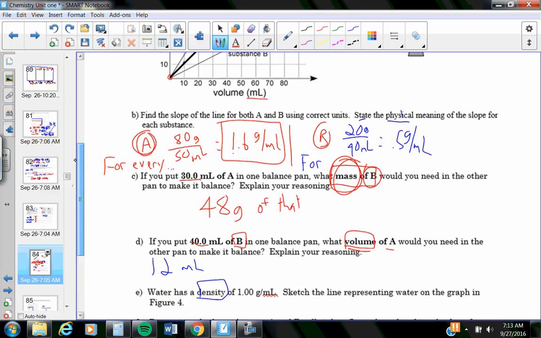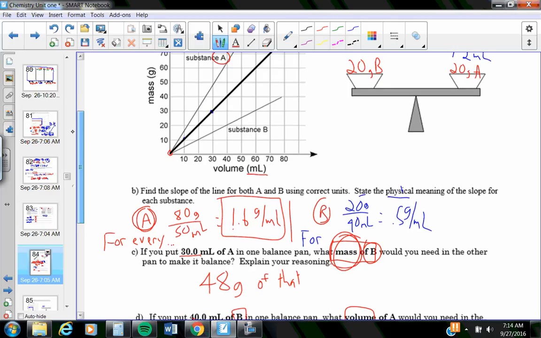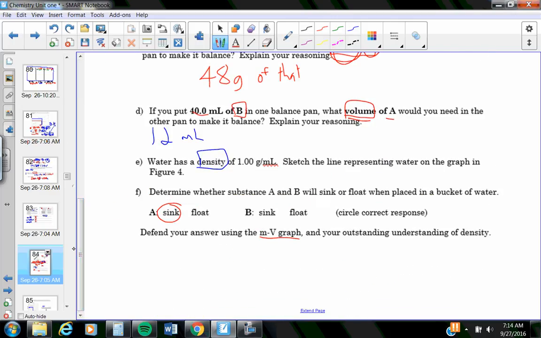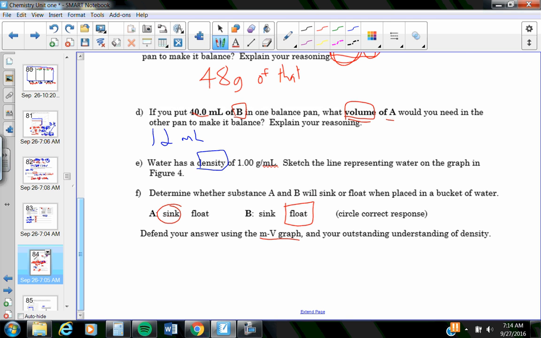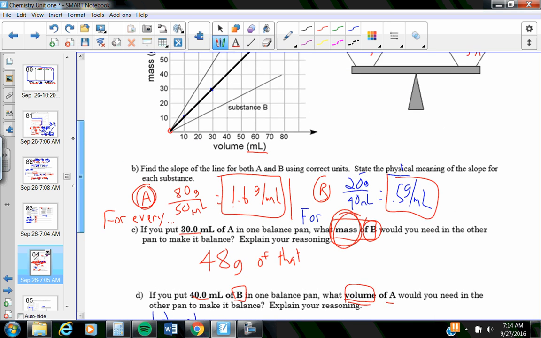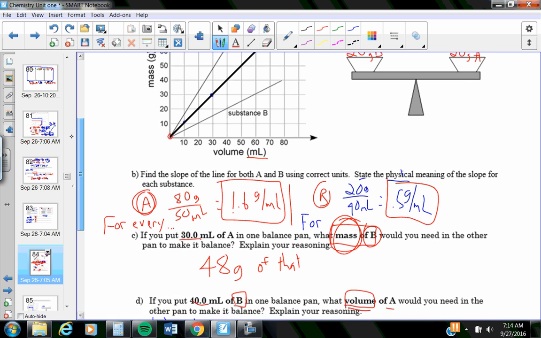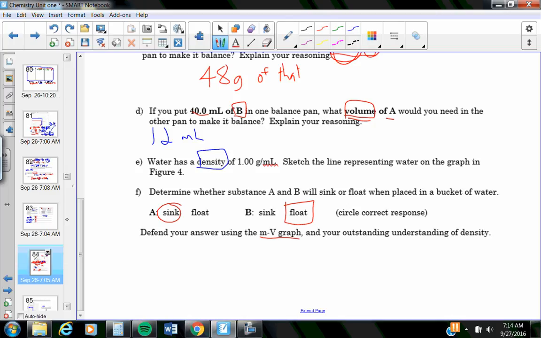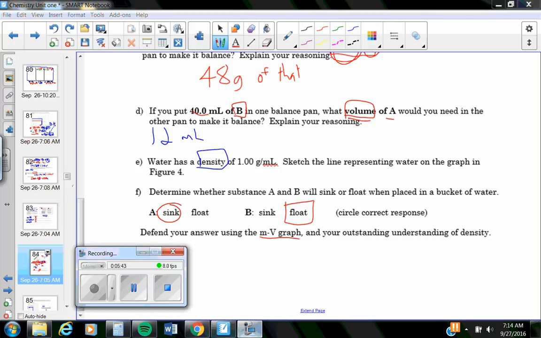It would push the water out of the way. B only has a density of 0.5 grams per milliliter. It's less than 1, so it will float. And so defend it: the substance B, based on the densities we just figured out, has a density less than 1, it would sink. I'm sorry, it would float.